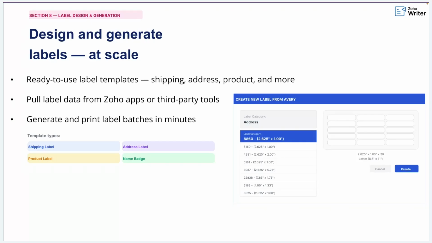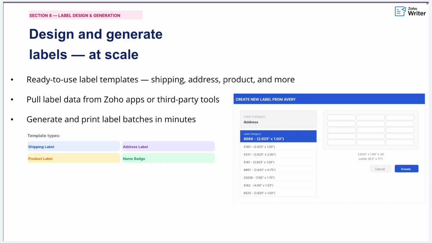You start with a label template, and Writer gives you a few ways to get there. You can pick from pre-built Avery templates, which most people are already familiar with, and you can also make use of templates covering things like address labels, shipping labels, mailing address labels, and even event badges. Or if your company already has a label designed as a PDF, you can simply bring that into Writer and build on top of it.